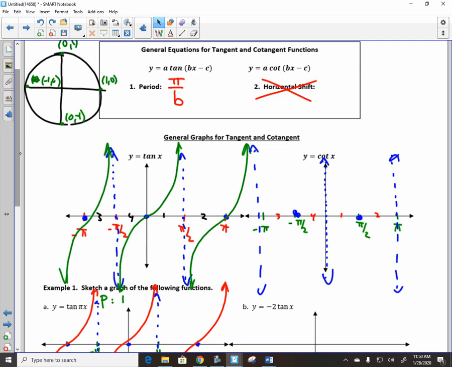Then let's understand the graph of cotangent. This represents the first quadrant, 0 to pi over 2. That's 0 degrees to 90 degrees, first quadrant. Is cotangent positive or negative in the first quadrant? It's positive. How about second quadrant? Negative. So that's why cotangent starts up and finishes down.